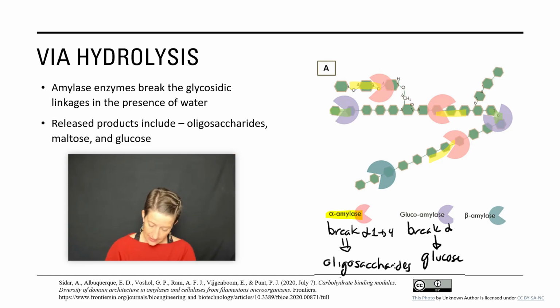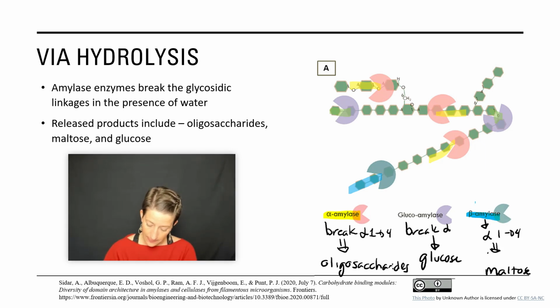The last type of enzyme is our beta amylase. Our beta amylases will break the alpha-1,4 glycosidic linkage. In particular, it's going to break it into a disaccharide. And since these are alpha-1,4 glycosidic linkages, the disaccharide being released specifically is maltose.